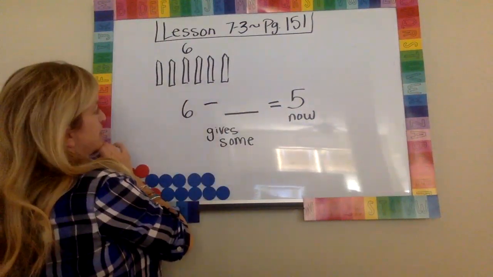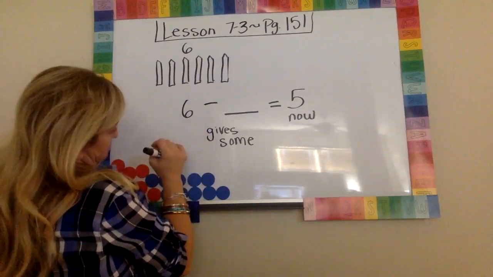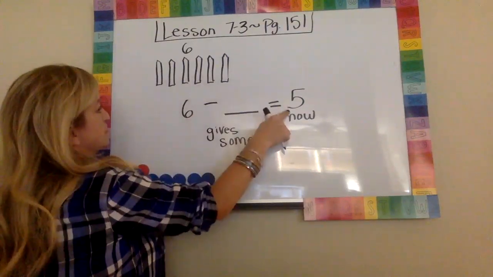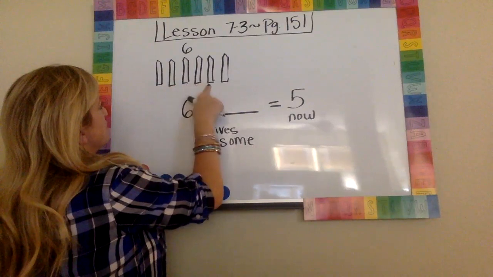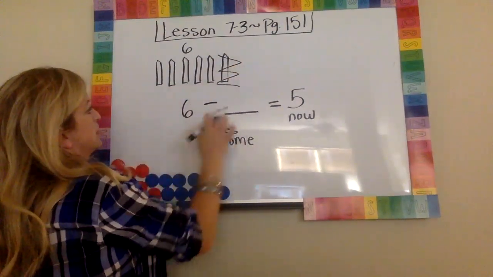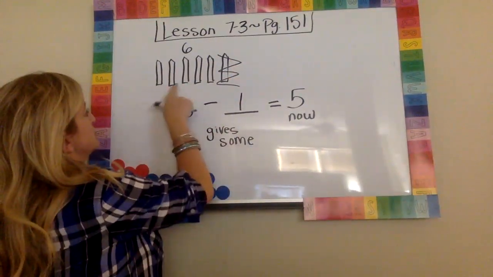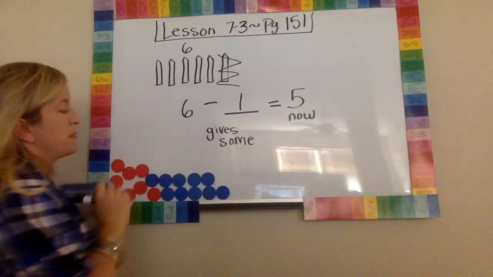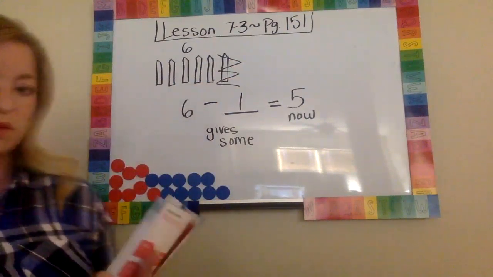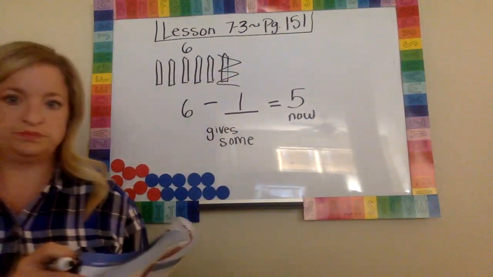So she has 6. How do I get to 5 from that? Well, I know I only need 5. 1, 2, 3, 4, 5. So I'm going to cross out that one. How many did I take away? 1. And now I have 5. 1, 2, 3, 4, 5. Yep. So now I know she gives away 1 of her pencils.